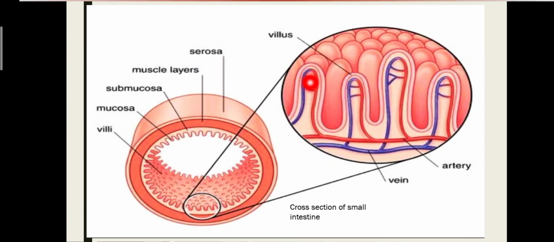The lymphatic capillaries of the villi transport fats, while the blood vessels transport sugars and amino acids away from the intestine. This continual transport maintains the diffusion gradients for the absorption of digested food.